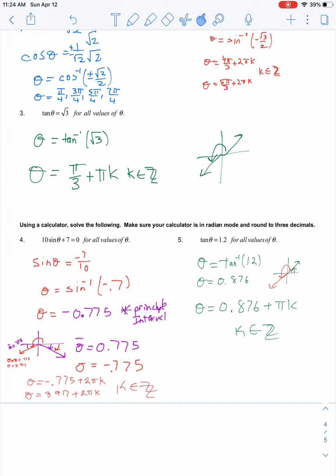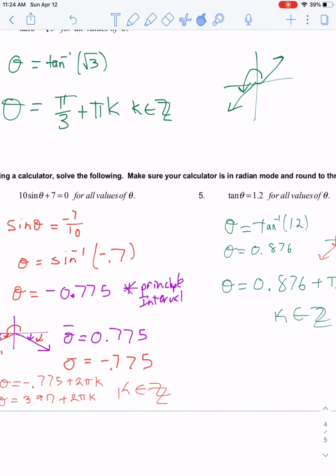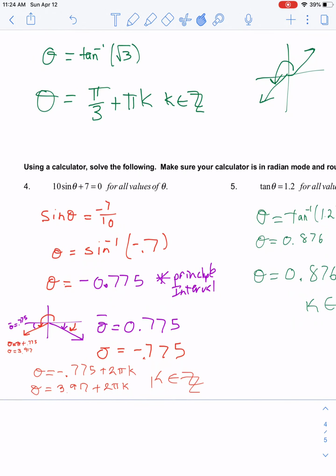And here's all the work for problems 4 and 5. There was a lot of thought going into problem 4. Your calculator will spit out the answer within the principal interval. So what angle has a sine of negative 0.7? That would be negative 0.775. In purple, that's our angle. Well, I can use that and I can add 2 pi to that. So that's highlighted right here.